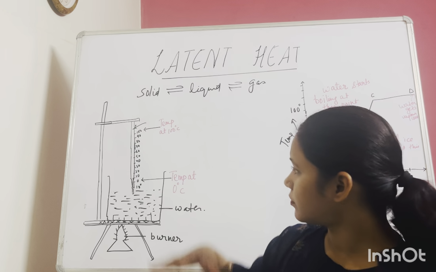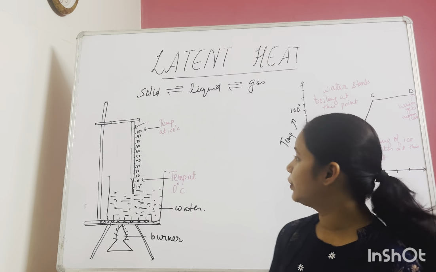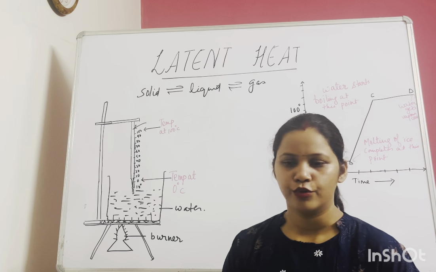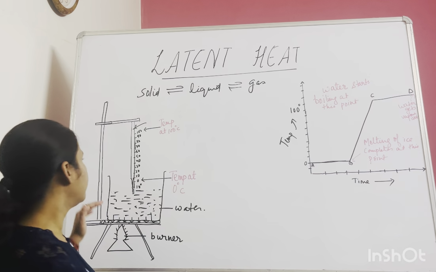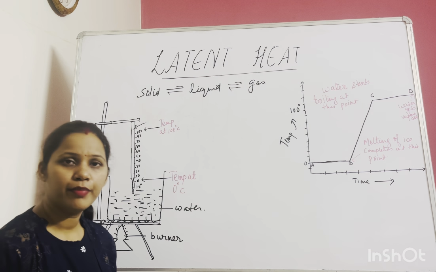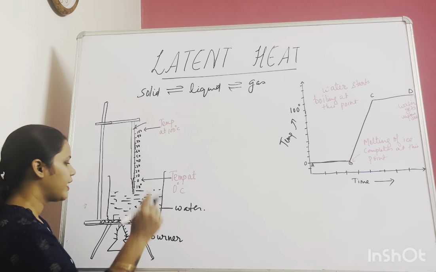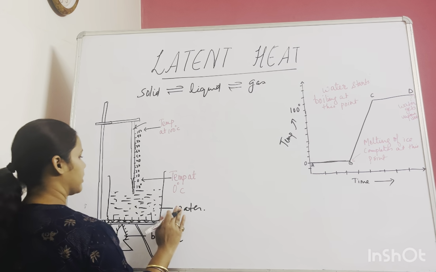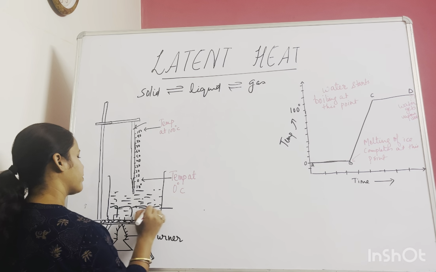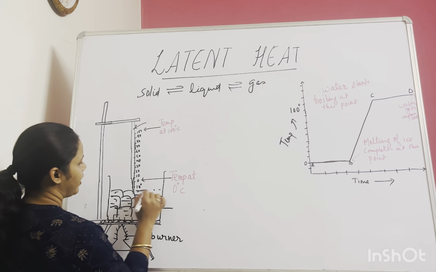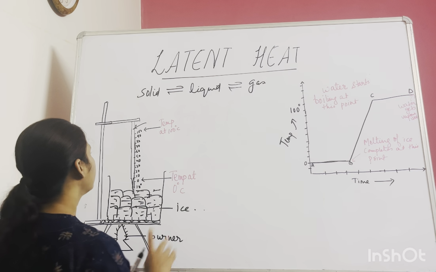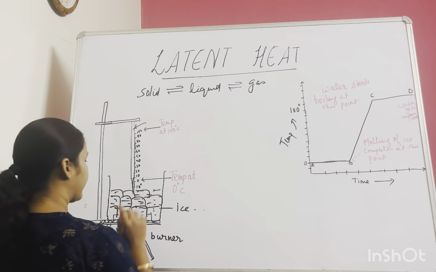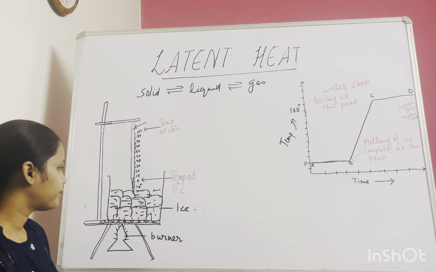Now, as you can see a diagram in front of you, with the help of this diagram we'll be understanding what is latent heat of fusion. So let's begin. In order to understand latent heat of fusion, we have taken a beaker filled with ice. Okay, first of all, we take a beaker and fill it with a lot of ice. We have put some ice into the beaker and attached a thermometer such that the tip of the thermometer touches the ice. Okay, now what will happen?